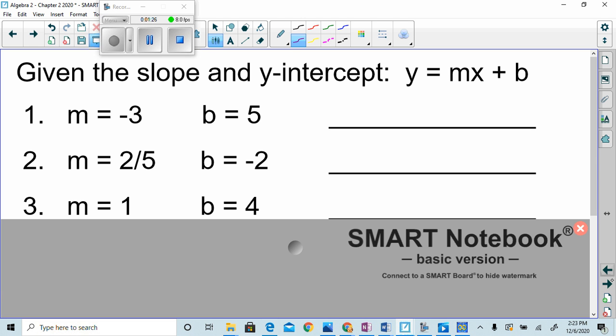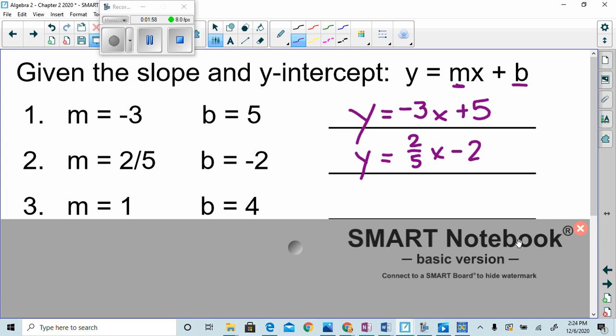So given the slope and a y-intercept, let's write the equation. Again, it just is a matter of replacing the slope for m and the y-intercept for b. In our first problem, again, m is equal to -3, times x plus b. Second one, my slope again is a ratio of rise over run, so I have 2/5 times x, taking that sign, -2.